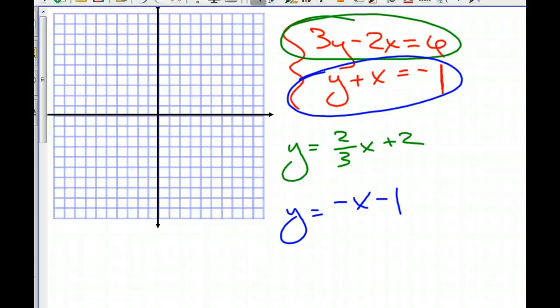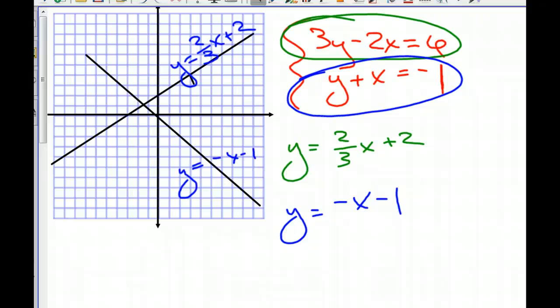So what I want you to do now is graph each one of those lines. Okay, so there's the graph of both of those equations.